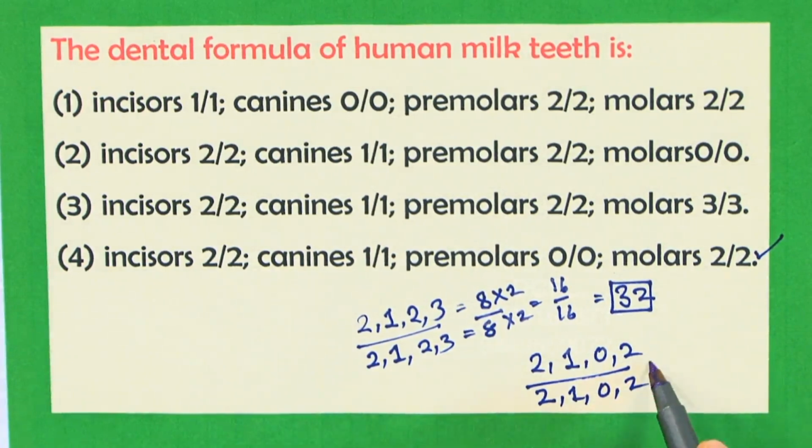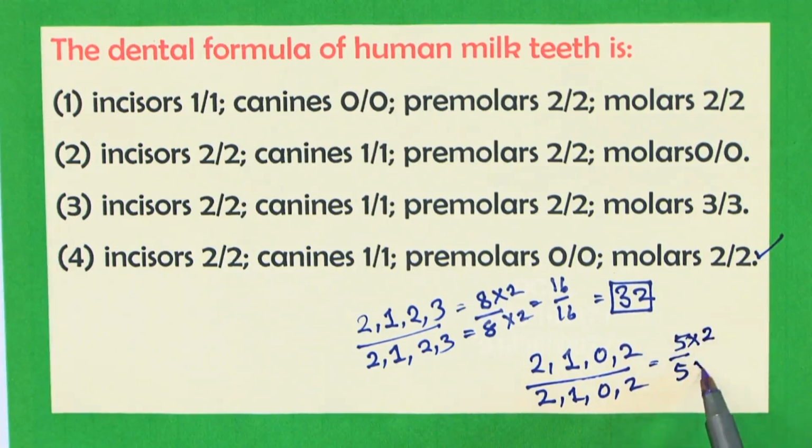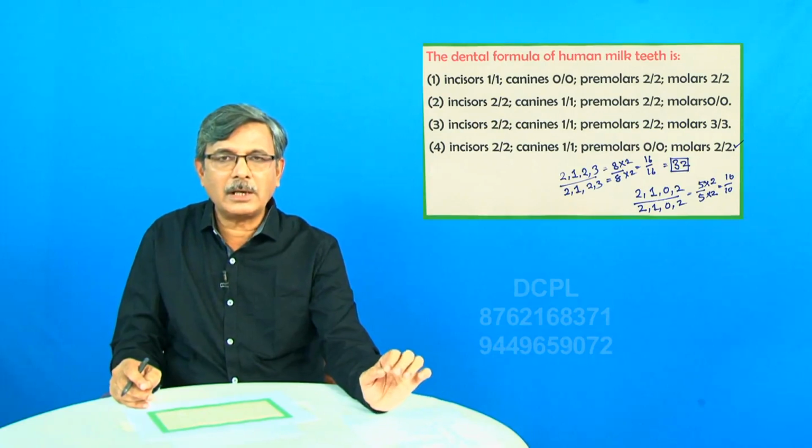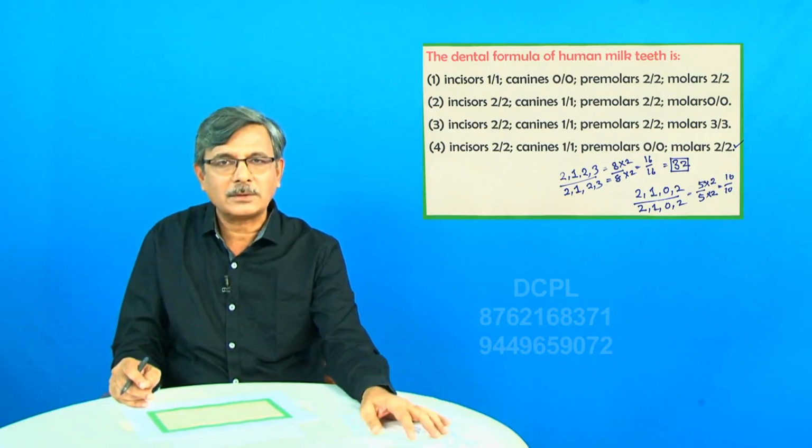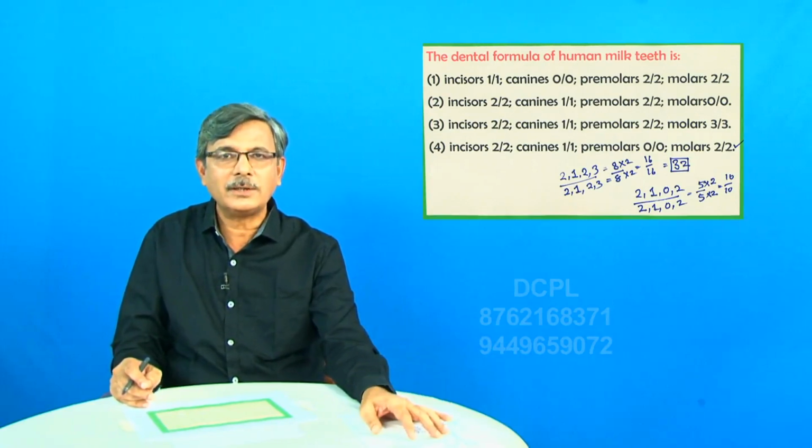Now carefully look here, 2 plus 1 plus 2, 5 bar 5. Each half it represents. So we multiply by 2, that is 10 bar 10, and that is 20 teeth. So remember, milk teeth 20 in number, permanent teeth 32 in number. Now we move on to the next question.